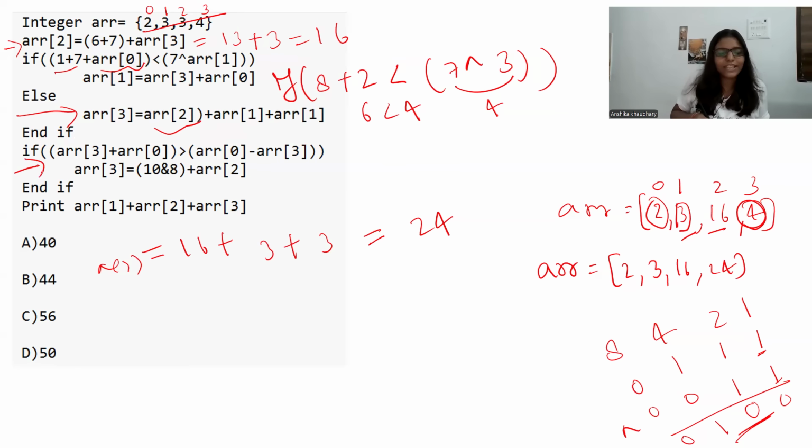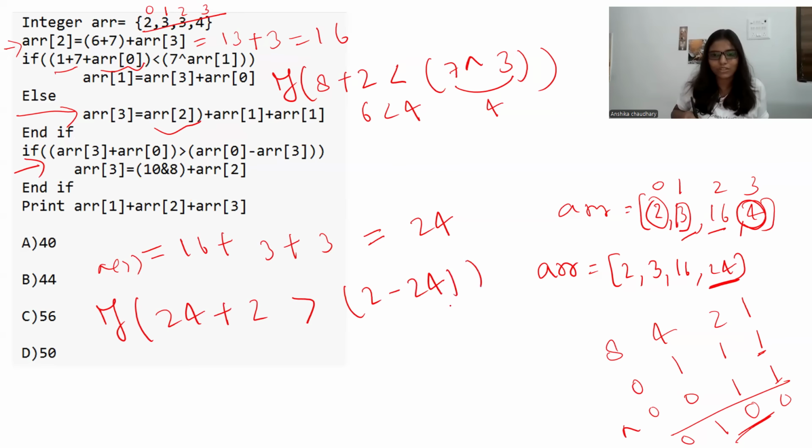Once again, we have to check for a condition. If array of 3, what do we have in array of 3? 24. So 24 plus array of 0, and array of 0 is 2, is greater than array of 0 minus array of 3. That means 2 minus 24, that is minus 22. So 26 is greater than minus 22. Yes, of course, the condition is true.